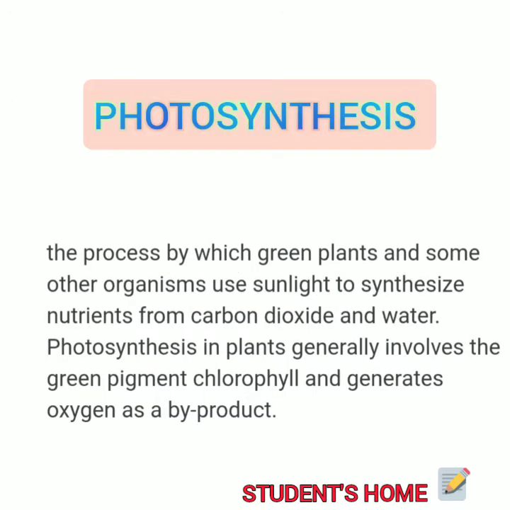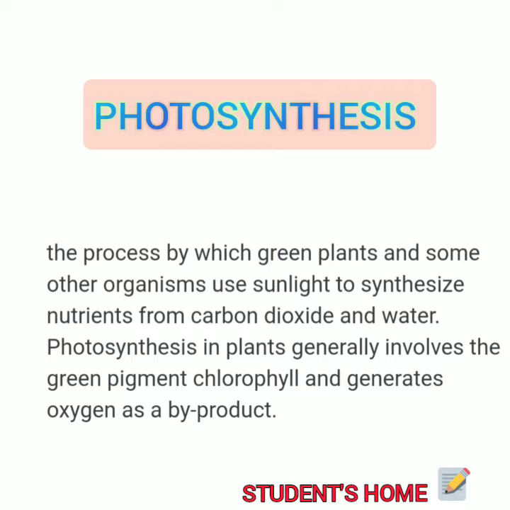Class, we are going to start with our main topic, that is photosynthesis. So what is photosynthesis? As you can see in the picture, the definition is given here. It goes like: the process by which green plants and some other organisms use sunlight to synthesize nutrients from carbon dioxide and water. Photosynthesis in plants generally involves the green pigment chlorophyll and generates oxygen as a byproduct.